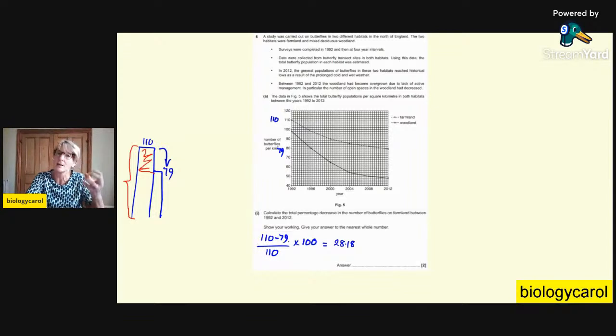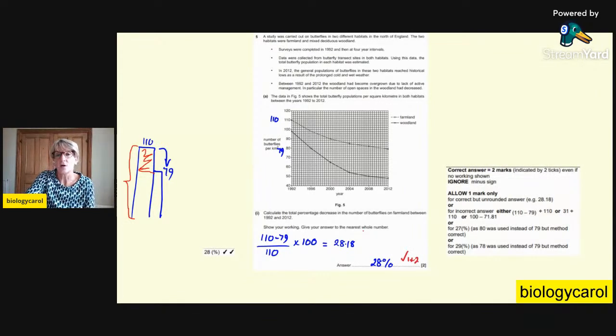110 minus 79, in other words, the difference over 110. That's the correct fraction. Percentage is just a posh fraction. You times the fraction by 100. And that gives you 28.18. But it tells you to give your answer to the nearest whole number. It's 28%. Notice how taking a deep breath and just reading questions carefully can stop you losing marks. Okay, so I got the 2 marks there.